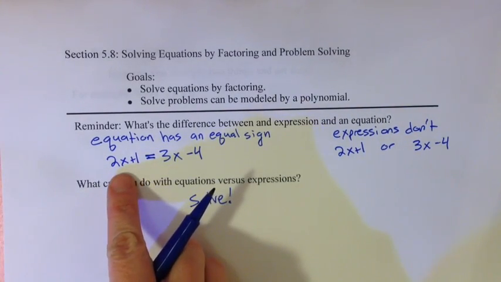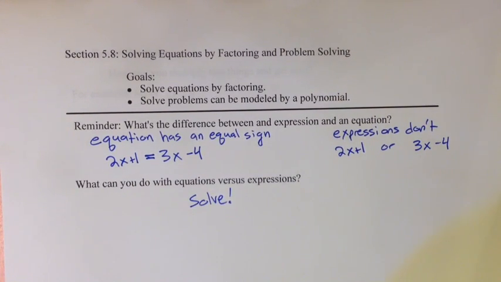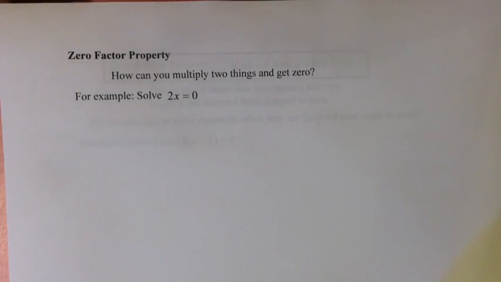But if you have an equation like 2x plus 1 equals 3x minus 4, then you can solve for the values of x that make the equation true. That's what we're going to be doing in this section, using factoring of expressions to solve equations. To understand how factoring can help you solve equations, we need to get a handle on the zero factor property.